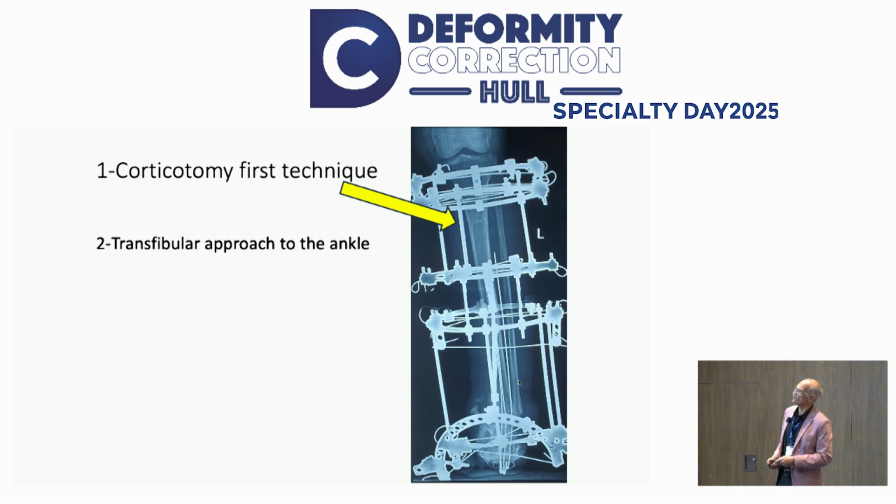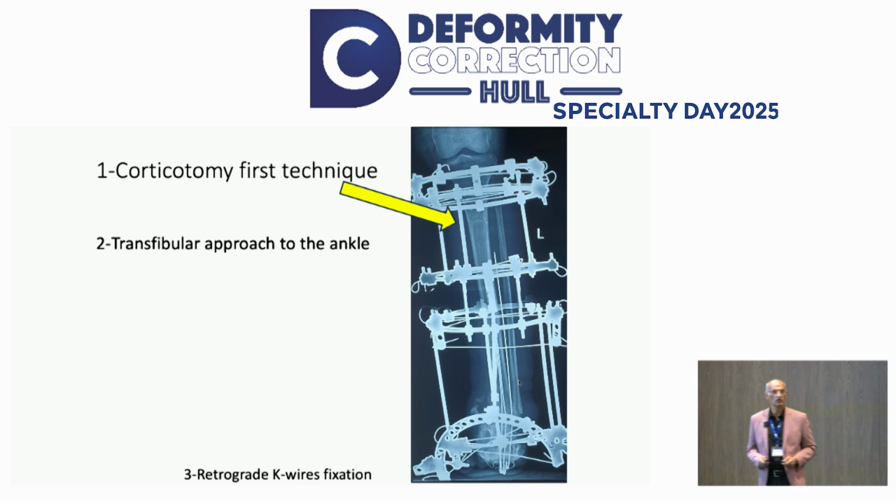Then we do a transfibular approach from that side. Retrograde K-wire fixation, to be sure that it is in good position in the operating theater, because the frame will cover this area. You are not going to be sure of the position of the ankle after the operation. Like this.